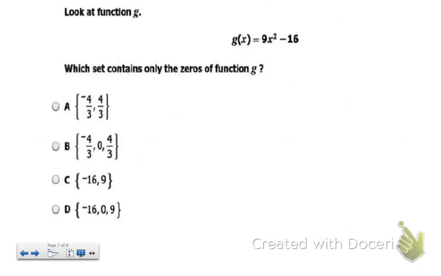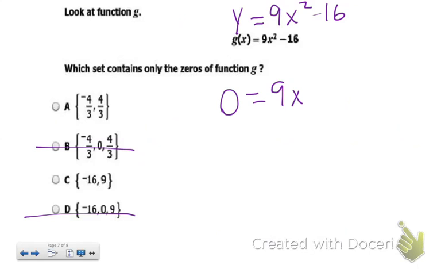So remember, a quadratic function is going to have at most 2 zeros. So b and d don't make any sense because there's no way it could have 3 zeros. It's only going to cross the x-axis twice. So remember, to find a 0, I'm being asked to find the x-intercept. And we can think of this as y equals 9x squared minus 16. So to find the x-intercept, I'm going to make y 0. And now this becomes just like the other ones we've done in this section.